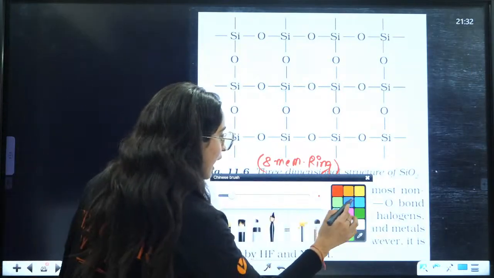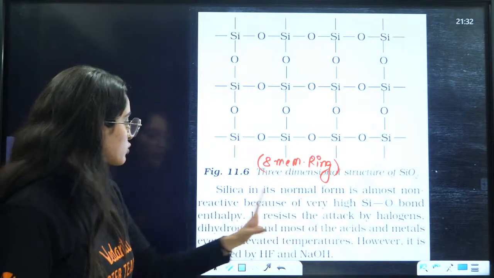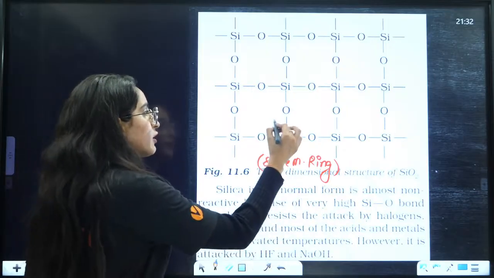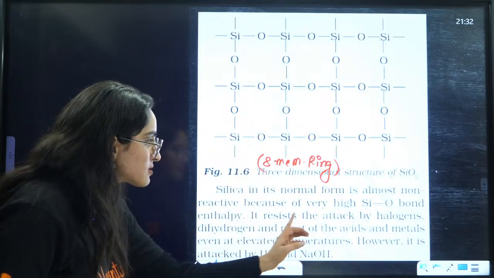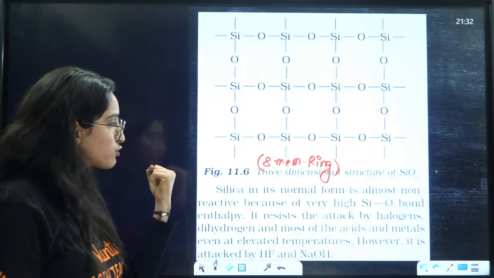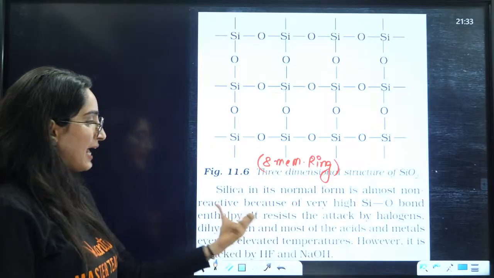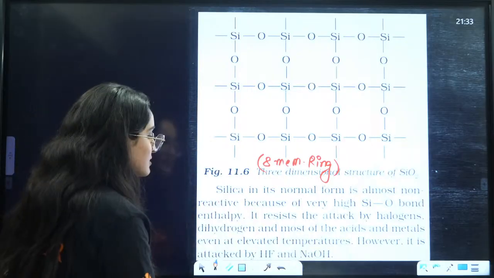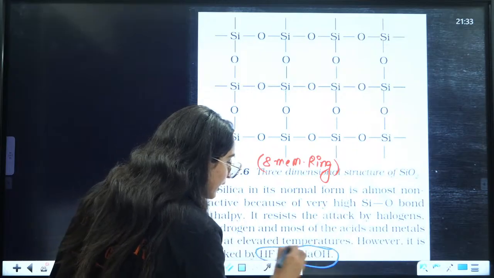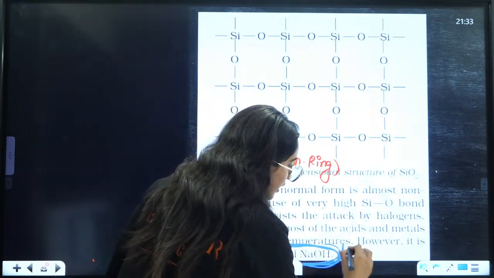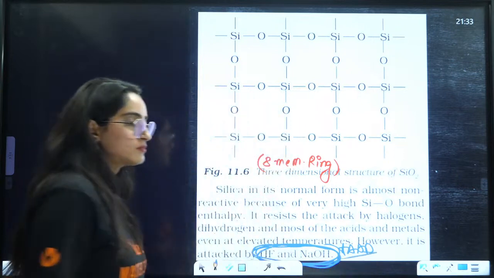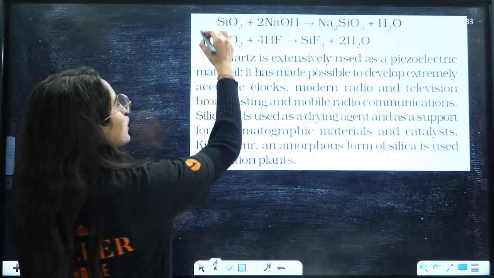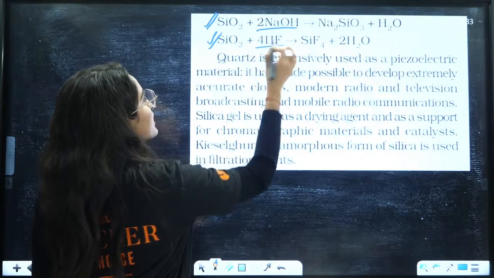Now, silica in its normal form is almost non-reactive because of the very high Si-O bond enthalpy. It is very difficult to break. It resists attack by halogens, dihydrogen, most acids and metals even at elevated temperature. However, it is attacked by HF and NaOH. Very, very important. You just need to remember it is attacked by NaOH and HF.